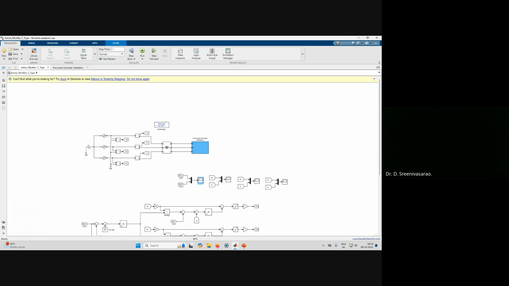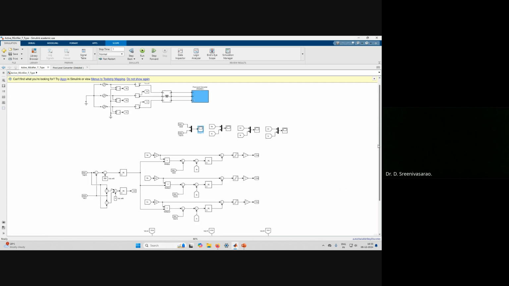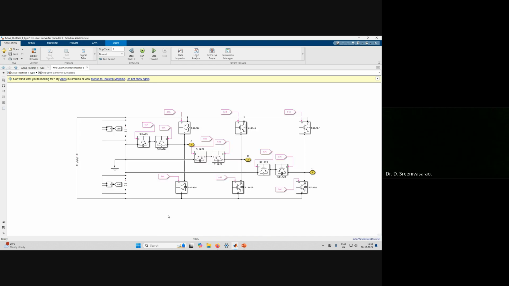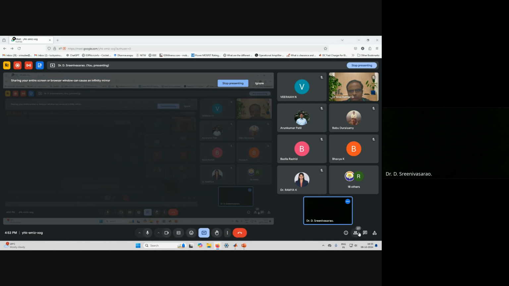Understood? In the case of a cascade bridge, there are other methodologies to balance all the capacitor voltages. We'll stop here. I hope you understand. If you have any questions, please let me know.